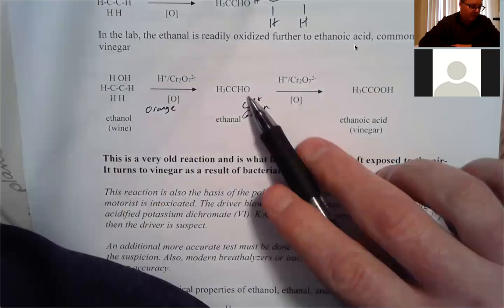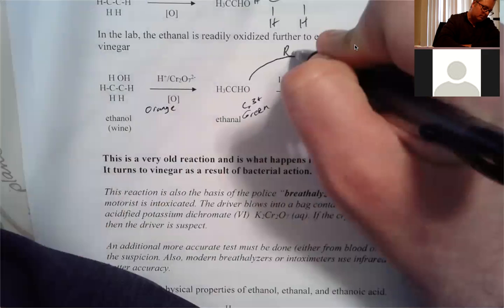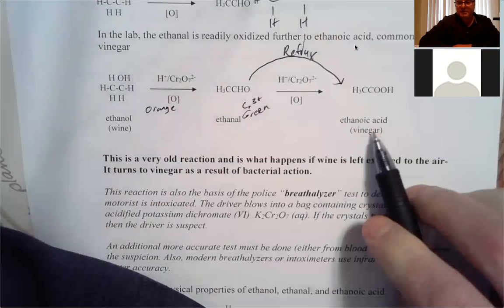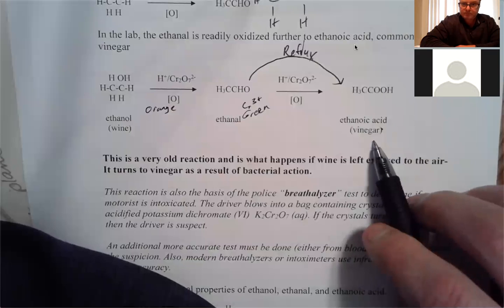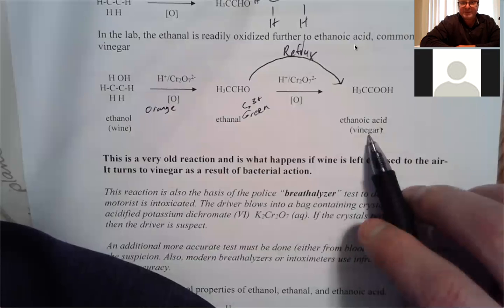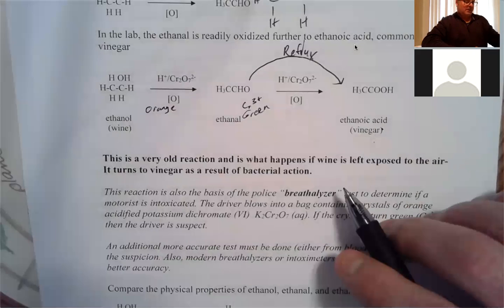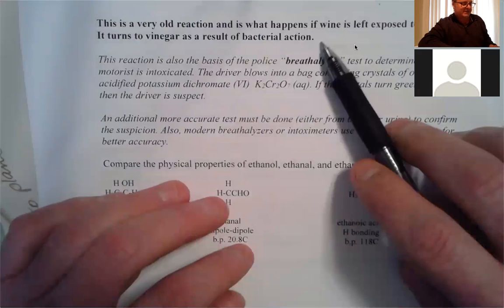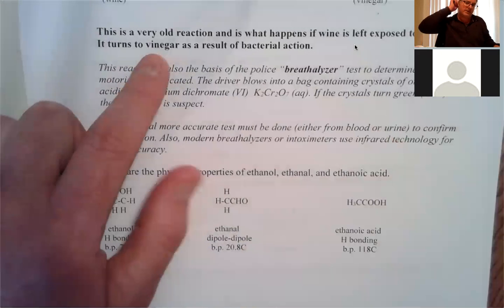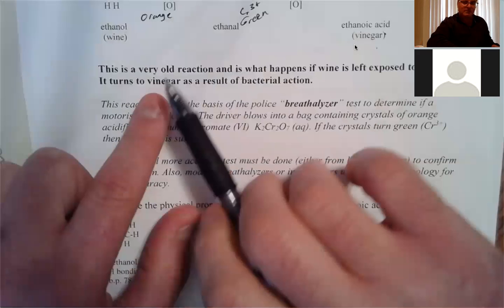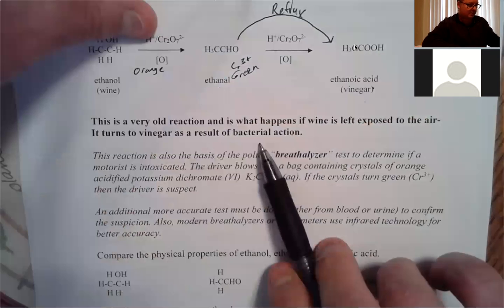With the ethanol, if we put this through reflux, we get ethanoic acid or acetic acid or what we call vinegar. Vinegar, remember, is a mixture of ethanoic acid and water. And then it goes down through here and it talks about if you leave wine out too long exposed to air, it turns to vinegar because of a bacterial action versus the oxidizing by chemical reaction, the biological oxidization.